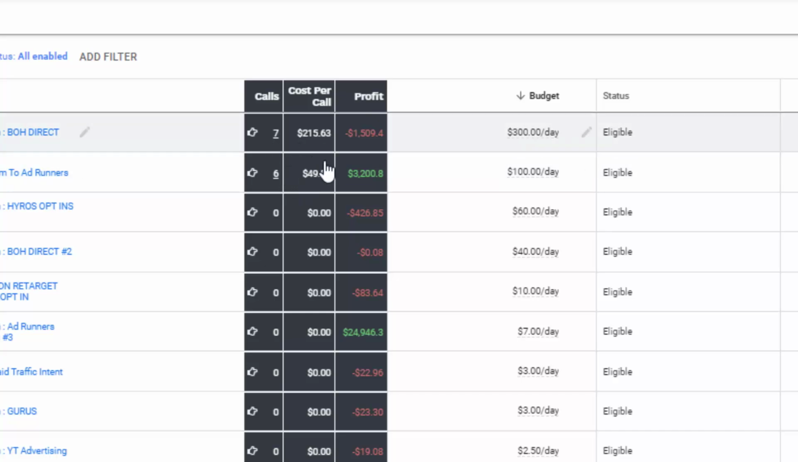But you can see if I optimize for cost per call, this is a weird instance right here where the cost per call also lines up with the profit. But you can see that these calls right here didn't generate me a profit. These ones did. This is actually tracking that's impossible to do in Google Ads because these are being closed over the phone, and I'm tracking this with Hyros.